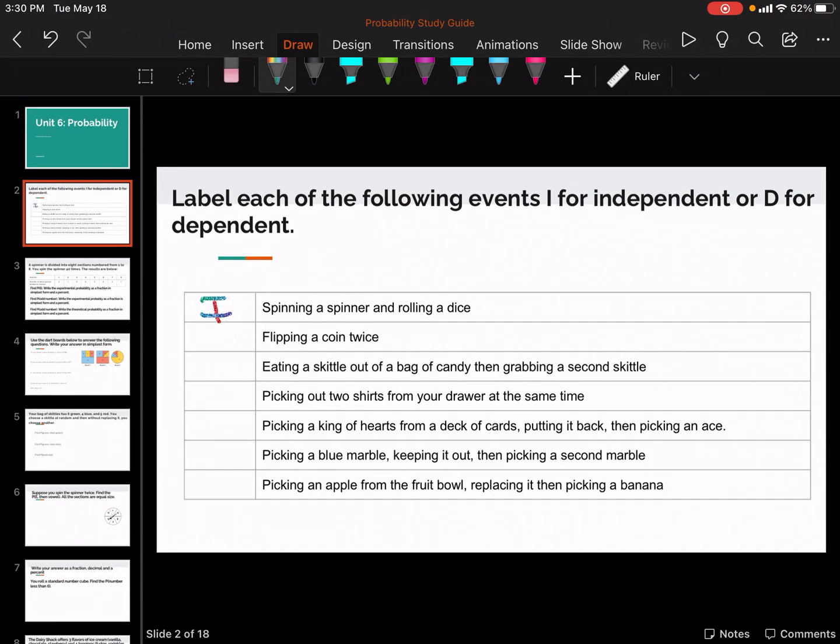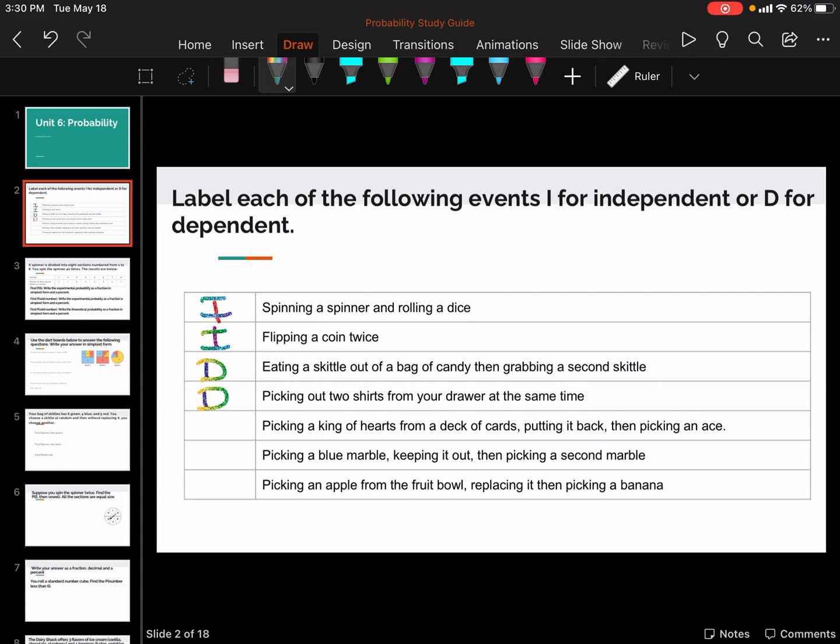They are independent. Flipping a coin twice, doesn't matter what you get on the first time for the second time. Eating a Skittle out of a bag, then grabbing a second Skittle. It is dependent because when you go to grab the second one, there's gonna be one less in the bag. Picking two shirts out of your drawer at the same time. Well, you can't pick the same shirt at the same time, so they are dependent.